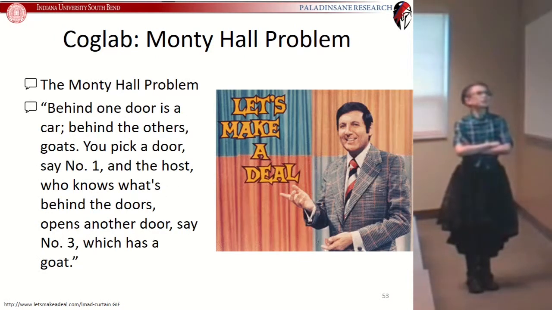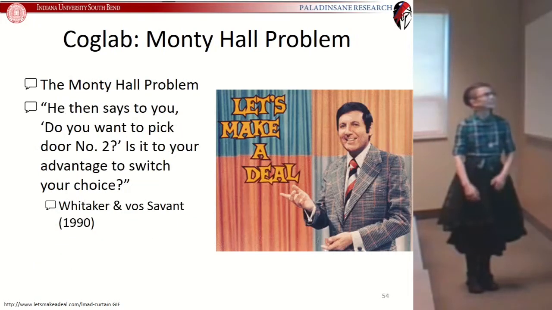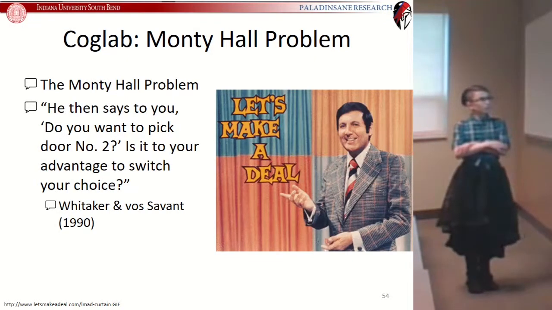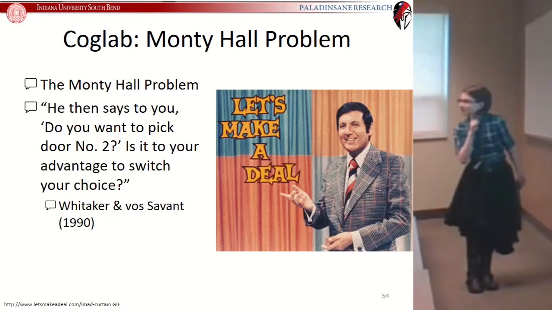Behind the others, goats. Just goats. You pick a door, say number 1, and the host who knows what's behind the doors opens another door, say number 3, which has a goat. Just a goat. He then says to you, do you want to pick door number 2? It's to your advantage to switch your choice.